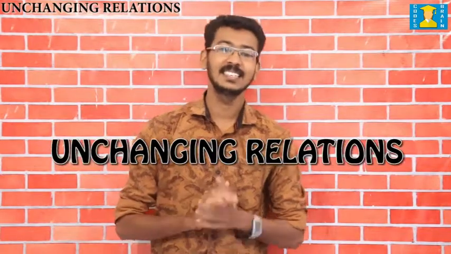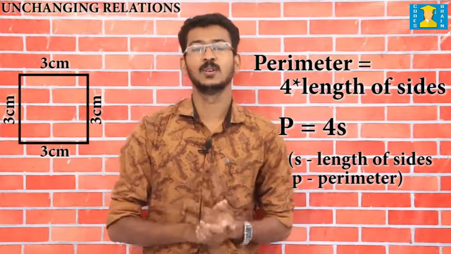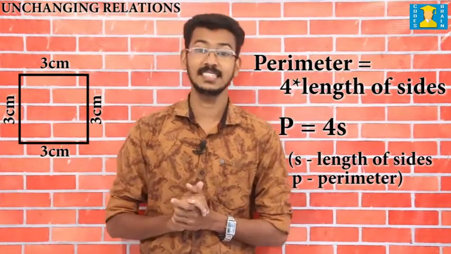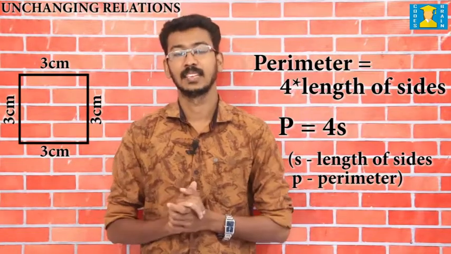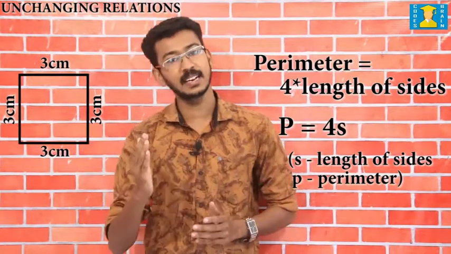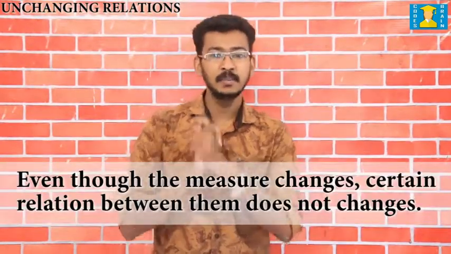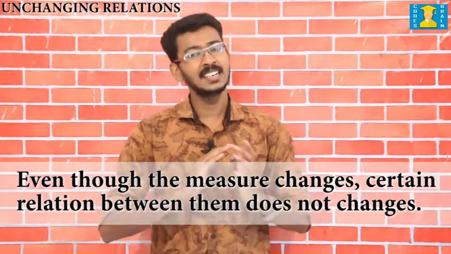Let's solve the confusion through this chapter 3, named Unchanging Relations. Let's take a very simple example. When we look into the perimeter and area of a square, they change with the change in the measurement of the sides. But the perimeter of any square is always 4 times the length of the sides. Look at the picture. Perimeter is equal to 4 into length of sides. That is given as P equals 4S. S represents the length of the sides and P represents the perimeter. From this example, we can understand that even though the measures change, a certain relation between them does not change.